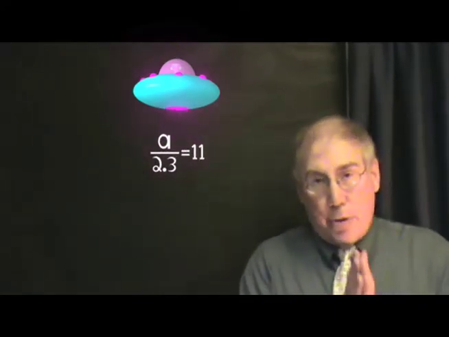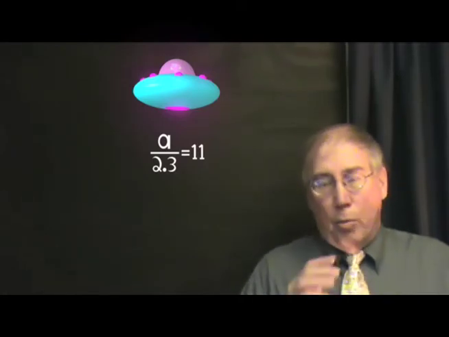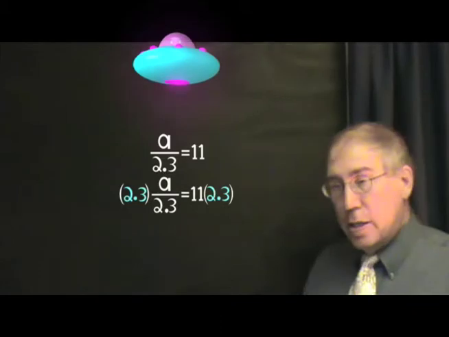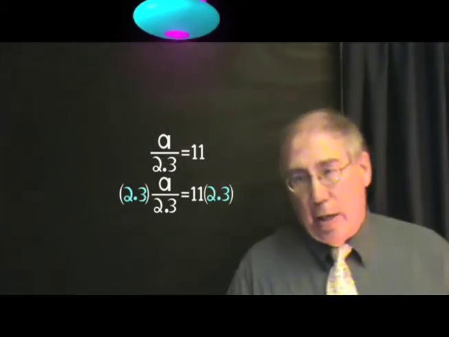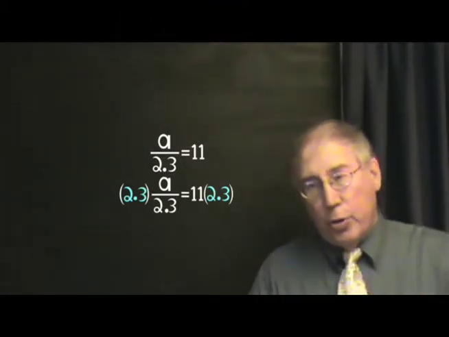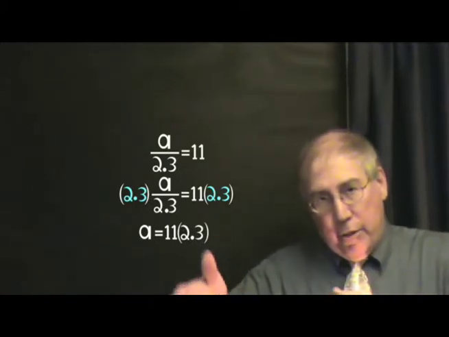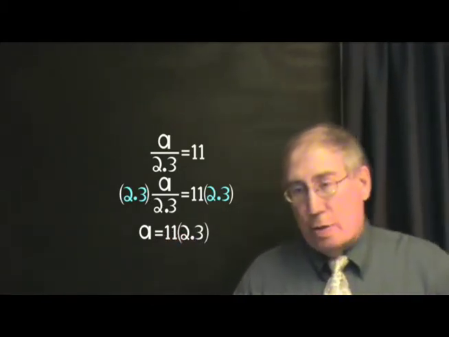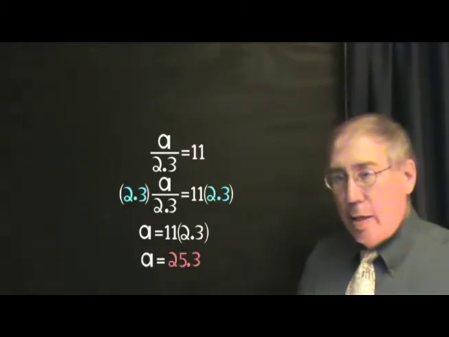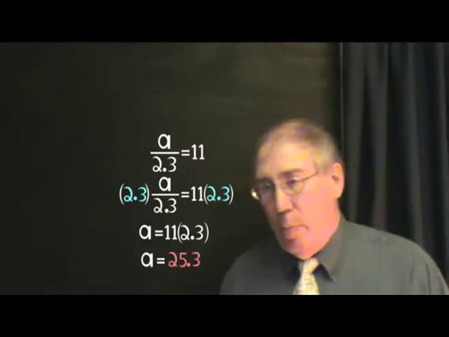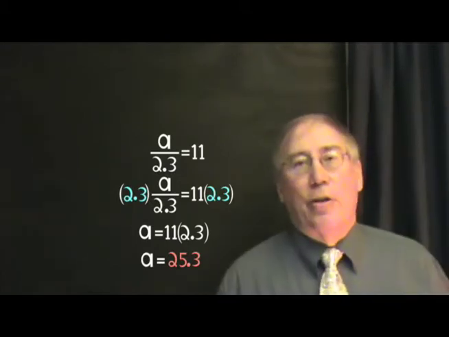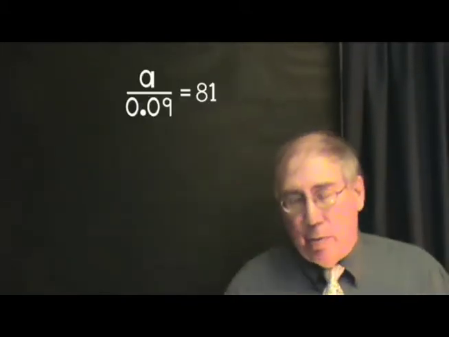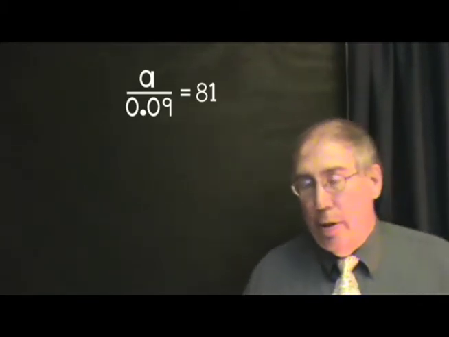So as it comes out to us, a over 2.3 equals 11. Now, we have decimals to deal with here. Multiply 2.3 times both sides. And on the left-hand side, you're just going to get a. But on the right-hand side, when you multiply 11 times 2.3, make sure that you move the decimal point one place to the left in your final answer there. And so we should get 25.3 as our answer, because there was one digit to the right of the decimal point on that one number.